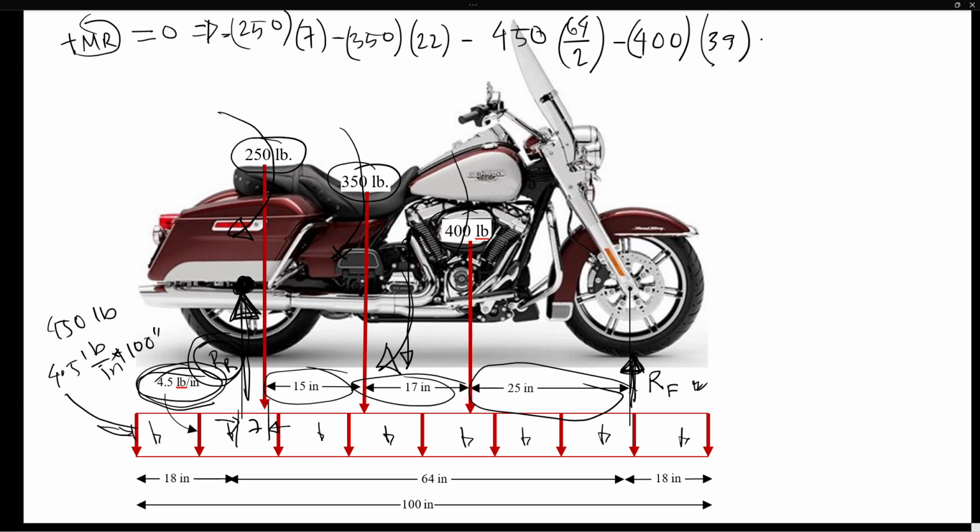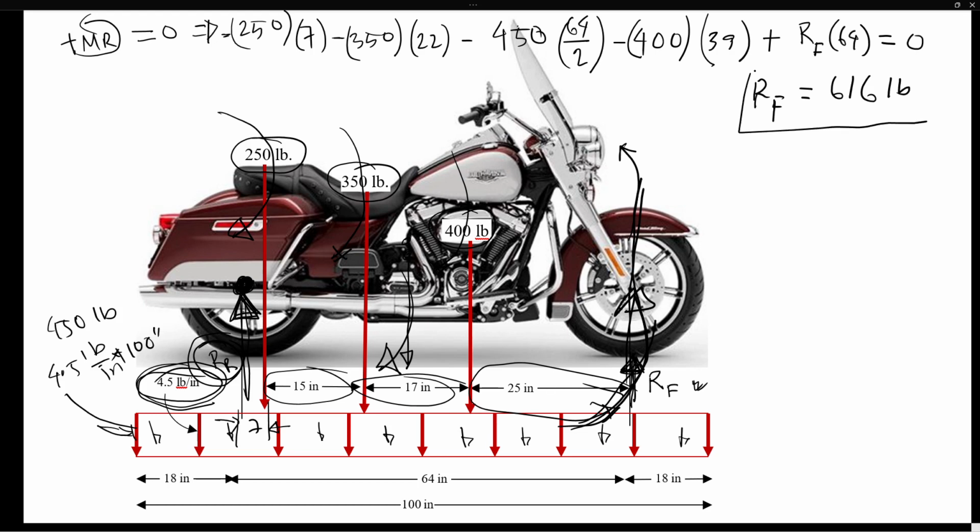inches. And then we also have the front wheel reaction force, which will try to rotate this motorcycle with respect to the rear wheel counterclockwise. So it will push here. So it's going to do a counterclockwise moment, which is positive. So the front wheel reaction times the 64 inches away from the rear wheel, everything summing to 0. If you solve for the front wheel reaction force, I've calculated 616 pounds for the front wheel.